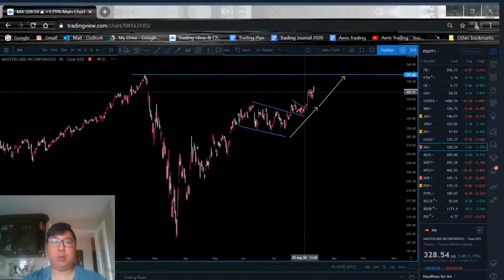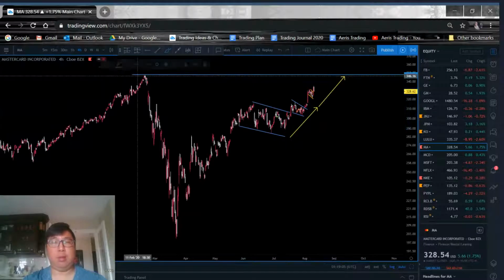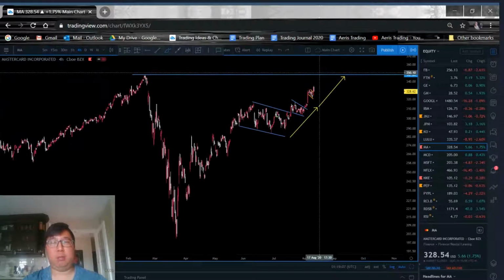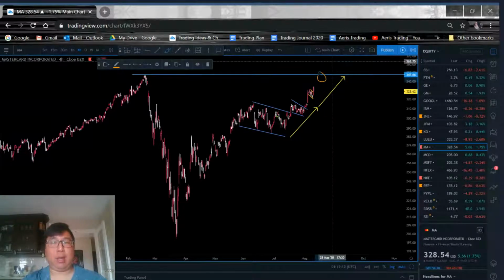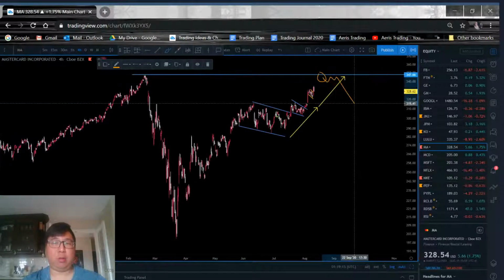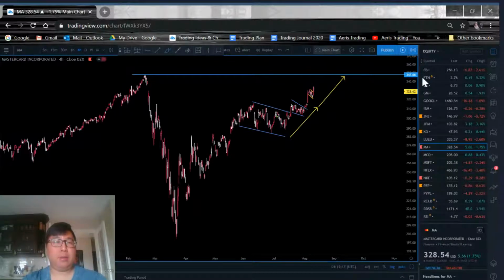We do see this move very likely to happen through the daily tops, and watch what price will do when it reaches the daily tops here. Is it going to likely break out, or is it going to form some sort of reversal, and we're coming back down again? So that's Mastercard.